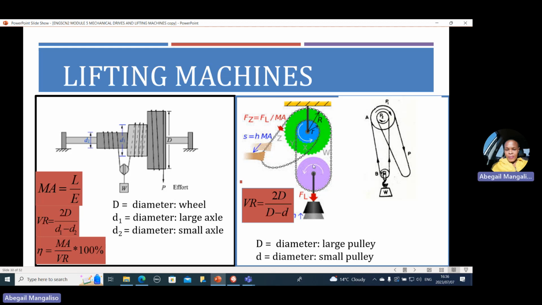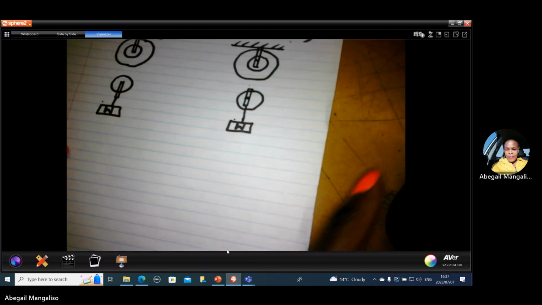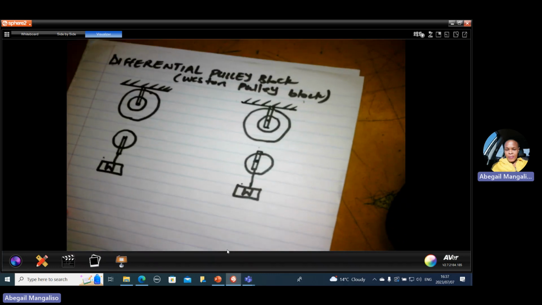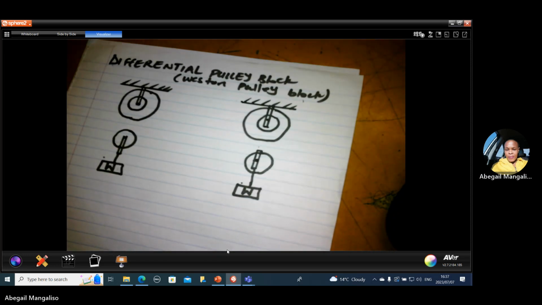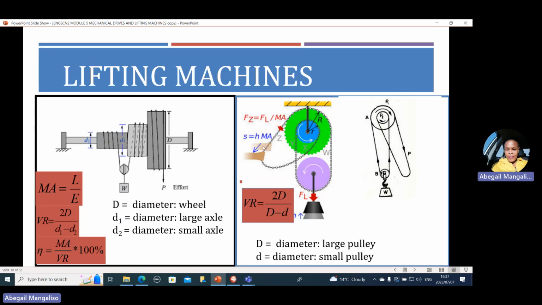Now let me show you how to sketch the differential pulley block or the Weston pulley block system. This is the Weston pulley block system. I have two sketches so that it can face the left or it can face the right-hand side. So this is this type of machine. I'm going to sketch this one.